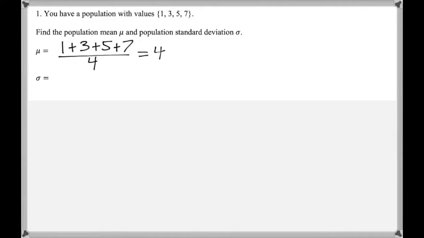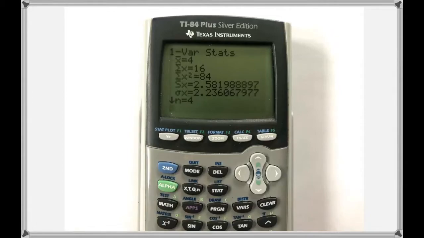For the population standard deviation, I'm going to use the 1-Var Stats. So I typed 1, 3, 5, and 7 into list 1 on my calculator and then computed the 1-Var Stats. And we can confirm that the mean is 4. And the population standard deviation, rounded to 3 decimal places, is 2.236.